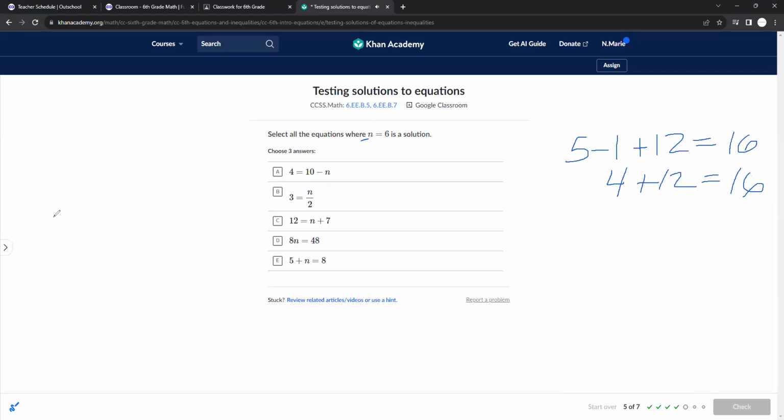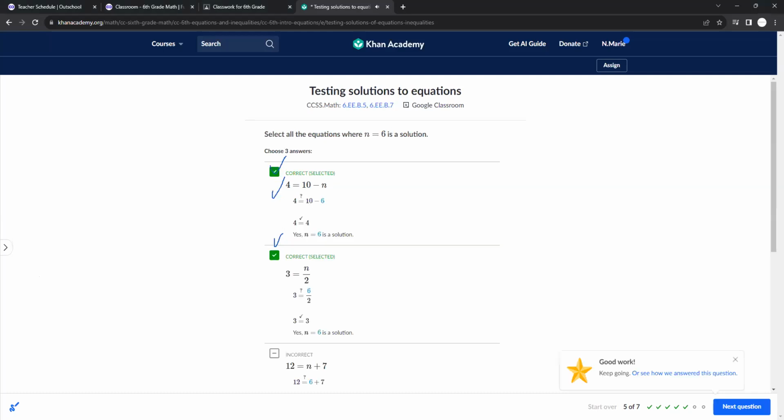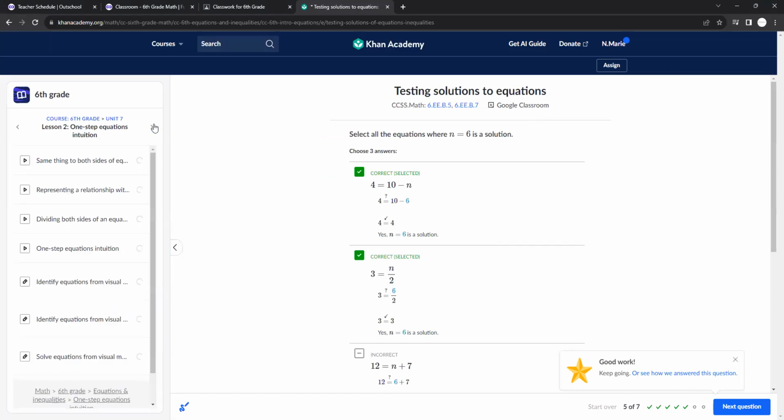So which of these make n equal to 6 a solution? Is 10 minus 6, 4? Yes. Is 6 divided by 2, 3? Yes. 6 plus 7, 12? No. 8 times 6, 48. 5 plus 6, 8? No. So it's just A, B, and C. So pretty much you're just plugging in and seeing which is a solution.